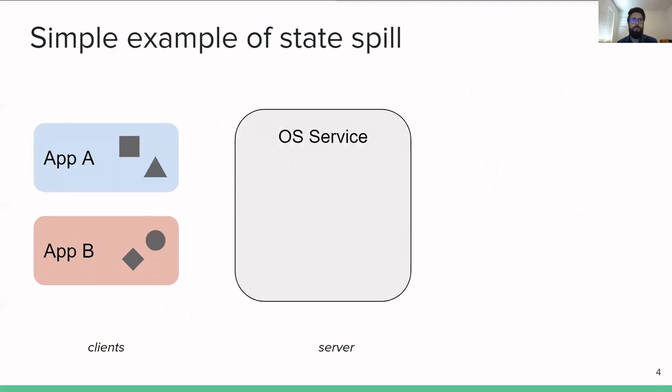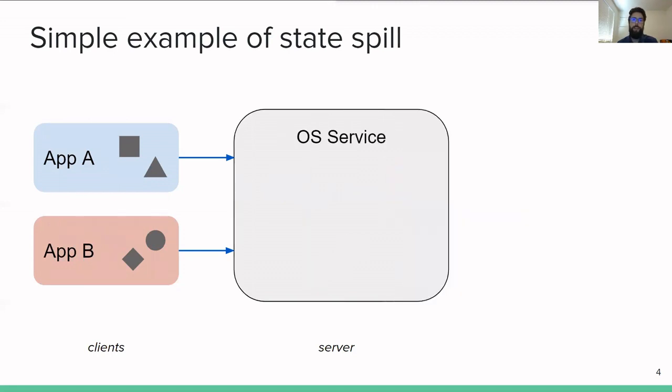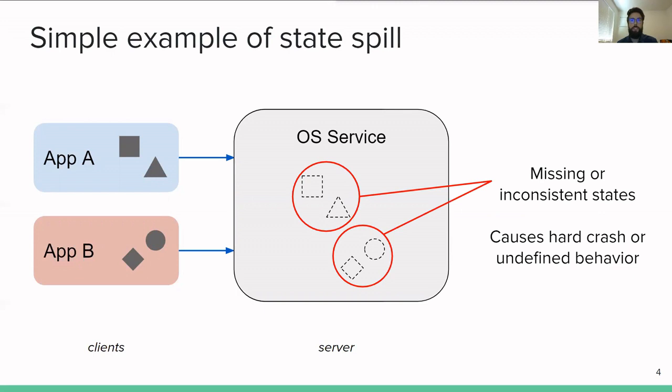As a simple example, consider two applications interacting with an OS service. As a result of handling an interaction from App A, the OS service now holds states relevant to that client App A. Similar changes in the service state occur after interacting with App B. Now, if the service crashes and then restarts, as is the default recovery procedure in most systems, those states representing the progress of App A and B with the service will be lost. Or it'll be in an inconsistent state with respect to the application's expectations. This causes undefined behavior in the worst case, or an immediate crash in the best case.